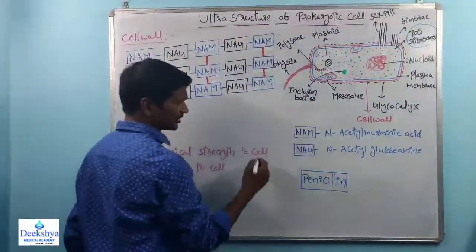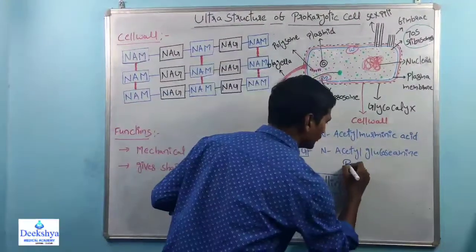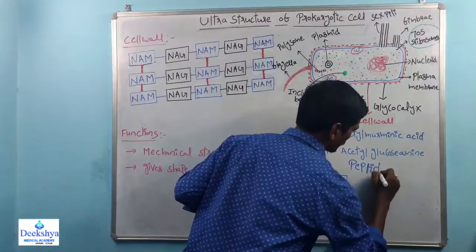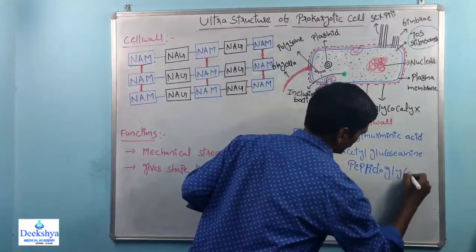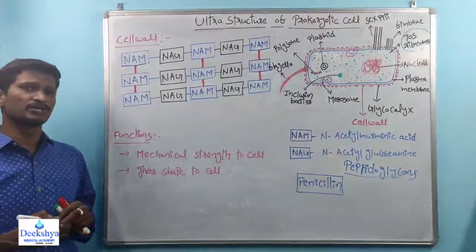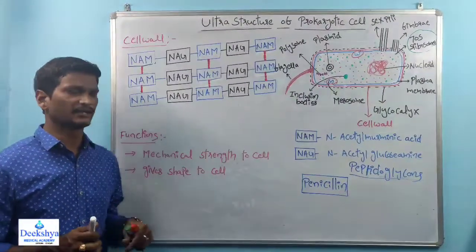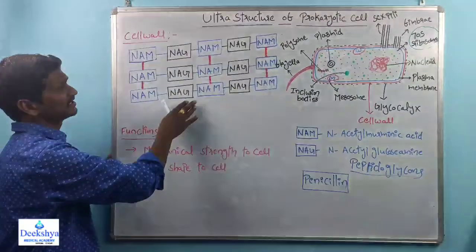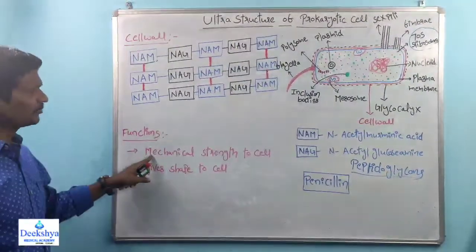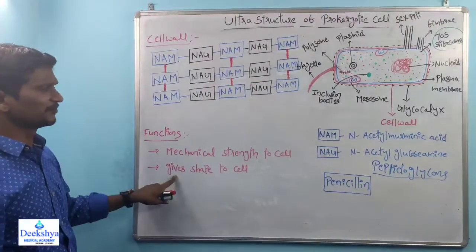The NAM and NAG residues together form the composition of the bacterial cell wall. That structure is also called peptidoglycan, right? So that is about the cell wall composition. I already said the mechanical strength is provided by the cell wall, and it gives the shape to the cell.